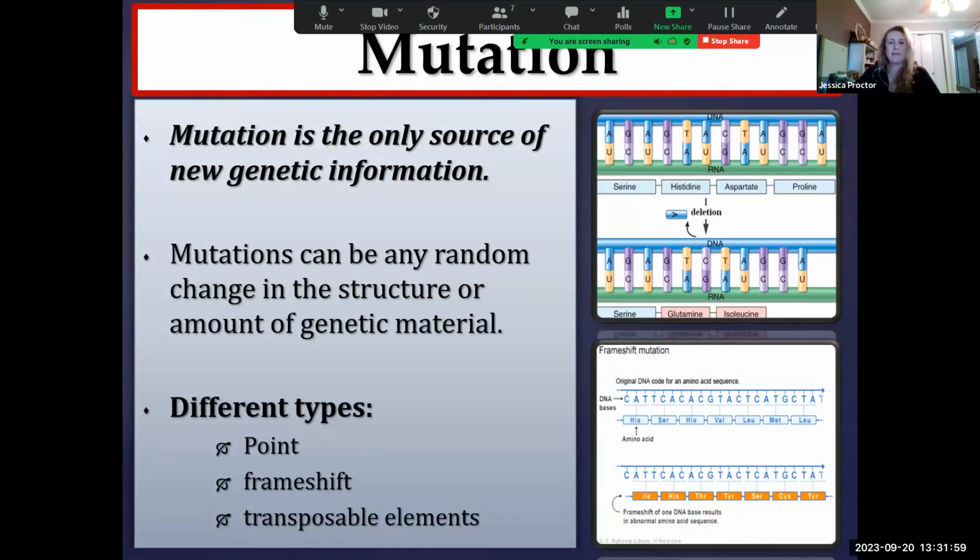All right, let's talk first about mutation. So like I mentioned, mutation is not always a bad thing. It's just the only random source of new genetic information within a gene pool. Mutations can be any random change in the structure or the amount of genetic material. So remember, when we say genetic material, we're simply talking about DNA.